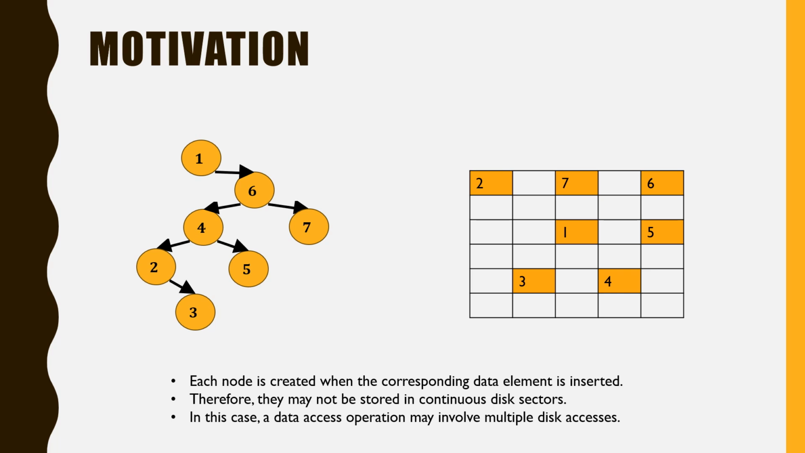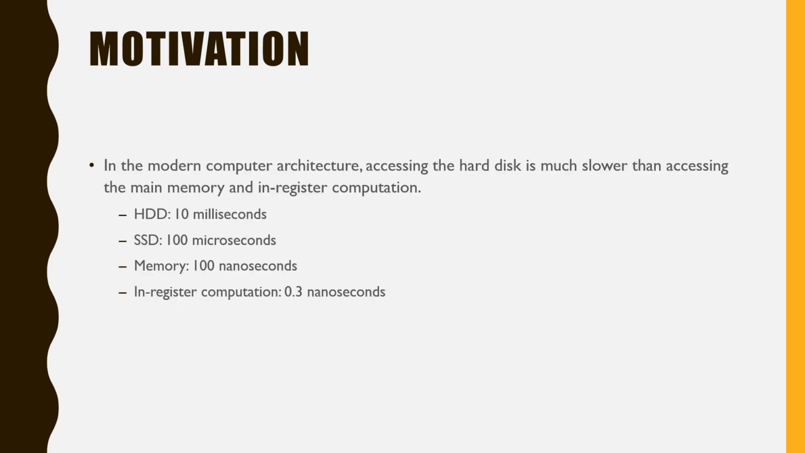For example, the nodes of the tree shown on the left may be stored at different locations in hard disk, as illustrated on the right. In the worst-case scenario, this fragmented storage could require a separate disk access for each tree node. While performing one disk access per tree node may not change the theoretical time complexity, it can significantly slow down the actual runtime. The slowdown occurs because accessing data from a hard disk is much slower than retrieving data from main memory or performing in-register computations.